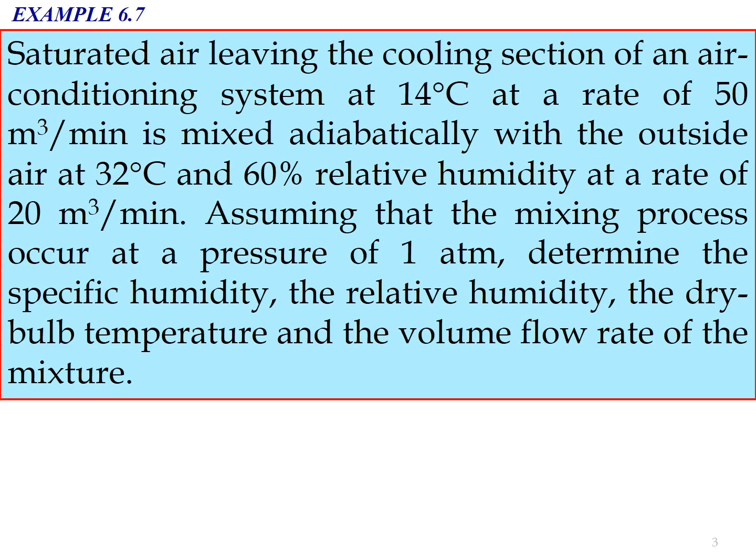dry bulb temperature, and also the volume flow rate of the mixture, which means we need to determine the outlet condition of the mixing section in terms of omega, relative humidity psi, dry bulb temperature, and also the volume flow rate. And the pressure given is 1 atm, so we can use the psychrometric chart in order to determine the important parameters for this question.